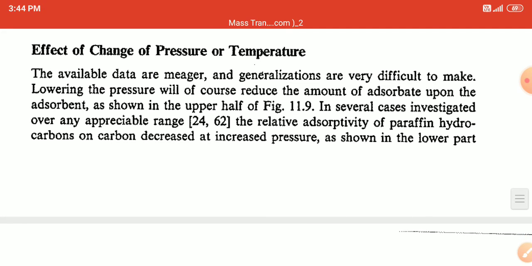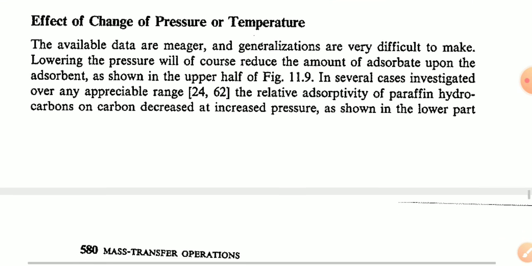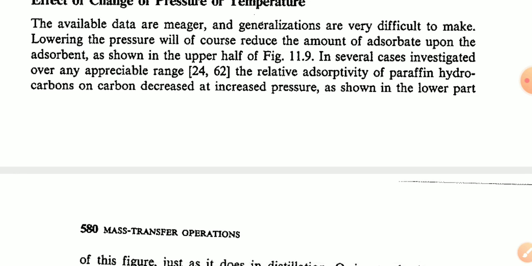Now the effect of change of pressure or temperature. We saw that the available data are meager and generalization is very difficult to make. Lowering the pressure will of course reduce the amount of adsorbate upon the adsorbent, as shown in the upper half of figure 11.9. In several cases investigated over an applicable range, the relative adsorptivity of paraffin hydrocarbons on carbon decreases with increase in pressure, as shown in the lower part of the figure.